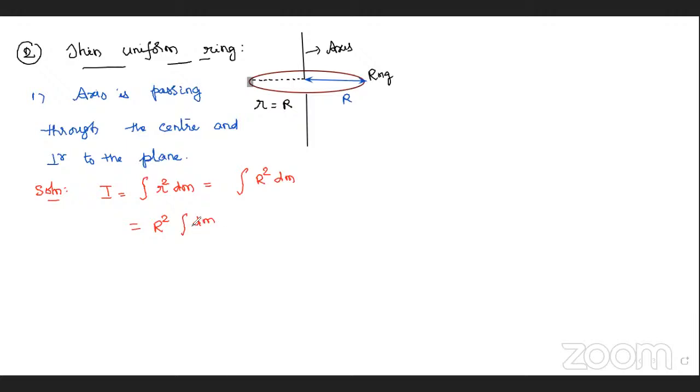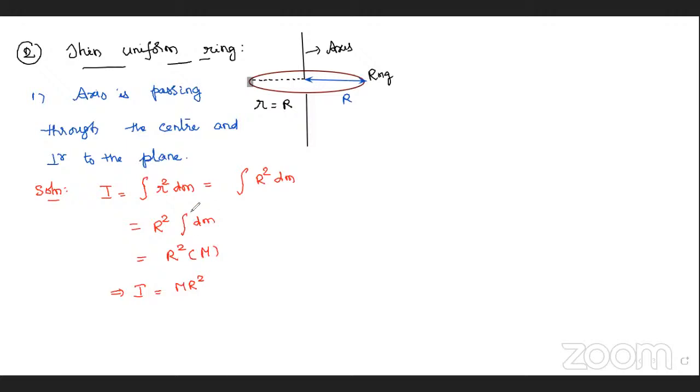Look at it, there is no variable, only one variable inside the integration, that is dm only. So happily you can write here, integral dm. Simple. Integral dm, that is straight away we can write as m. Okay, m into r square. So happily we can write I is equal to m r square. That's it.